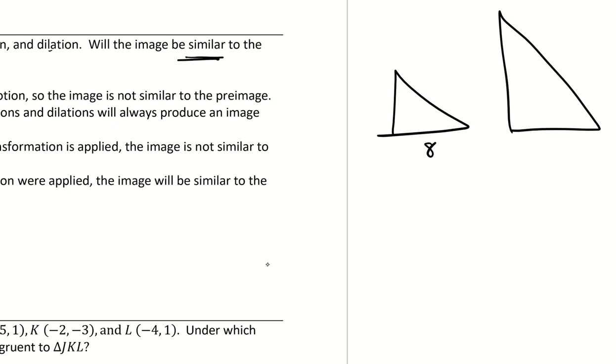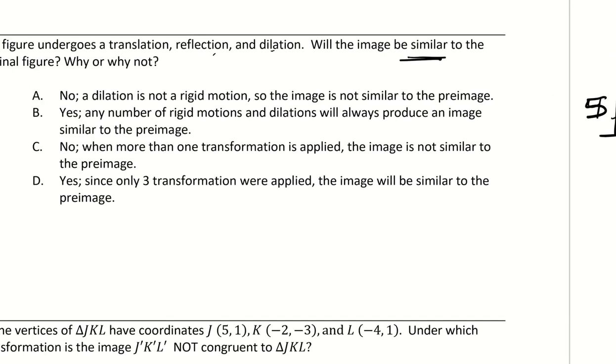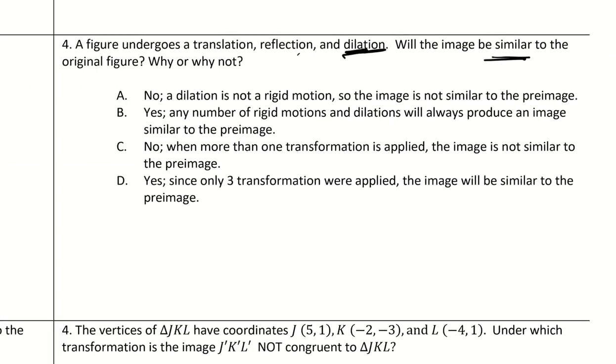So if this were 8, then this is 16. If this is 5, then this will be 10. If this is 12, then this will be 24. It basically multiplies by the same amount, right? And so it makes it similar. Anything with a dilation is going to make it similar. So the answer is yes. Any number of rigid motions and dilations will produce a similar image. That's your answer.